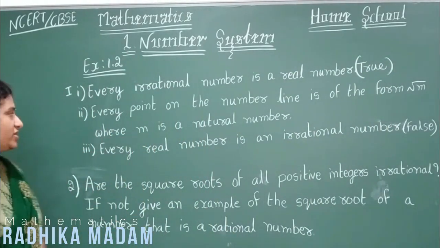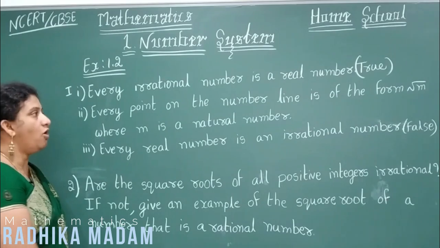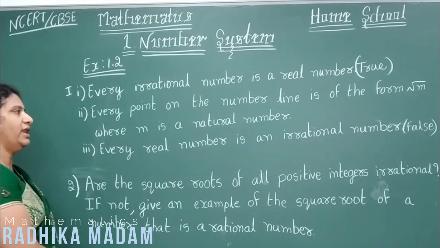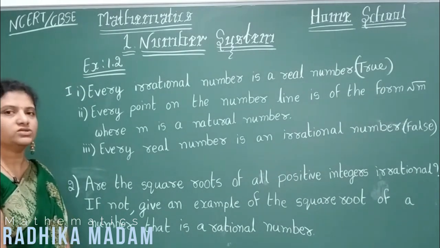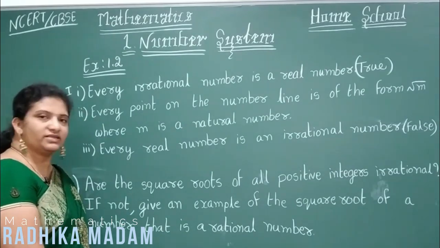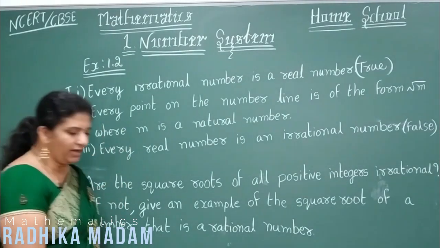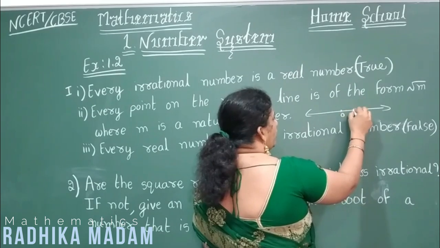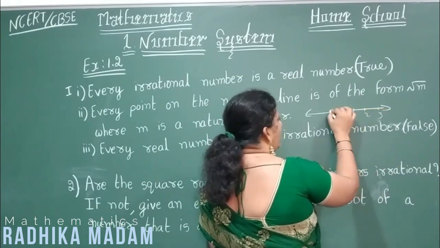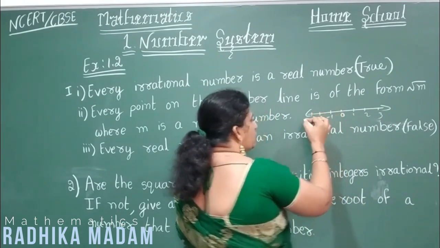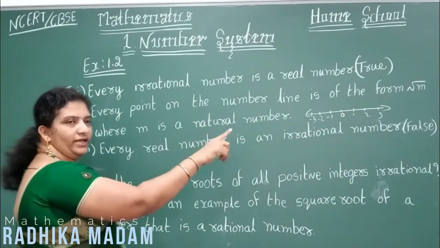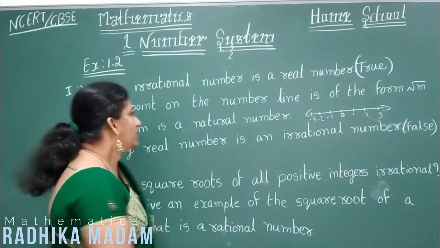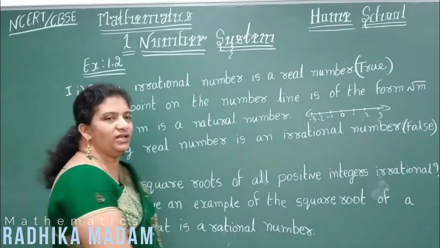So look at the second question here. Every point on the number line is of the form root m, where m is a natural number. Children, you have to think a little bit about this question. Every point on the number line. So let's draw a number line here. Every point. So what do you get here? Units 1, 2, 3, and on this side negative -1, -2, -3. Every point on the number line is of the form square root m, where m is a natural number.